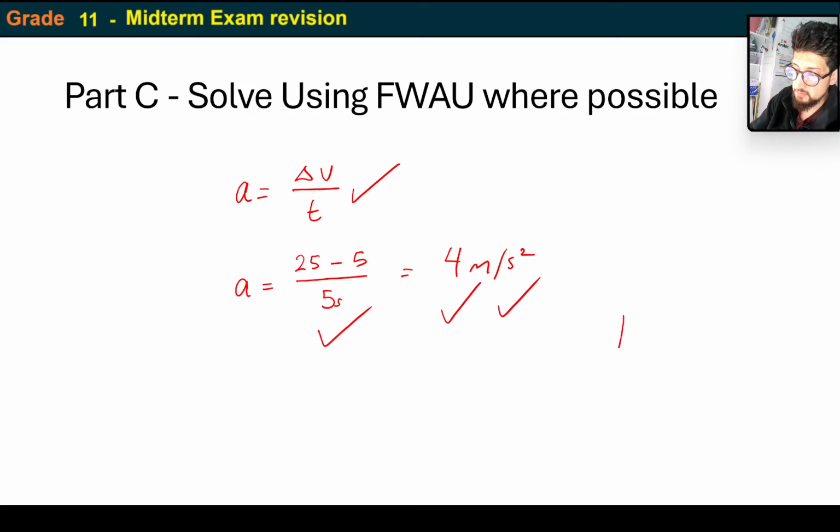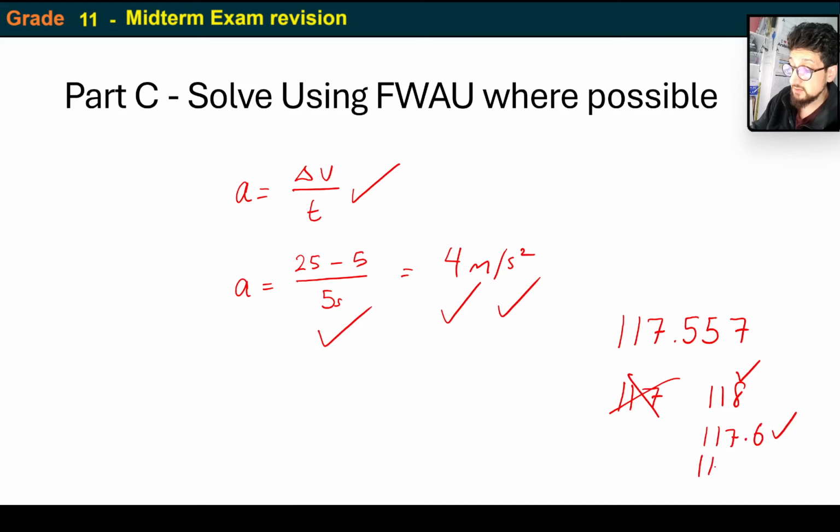So let's say, for example, the answer is 117.557. You're not allowed to say the answer is 117, but you are allowed to say the answer is 118, because the 5 rounds up. So the rounding is important. That is wrong, that is correct. You're also allowed to say it's 117.6. That's also allowed. 117.56 is also allowed, because that's the correct rounding.